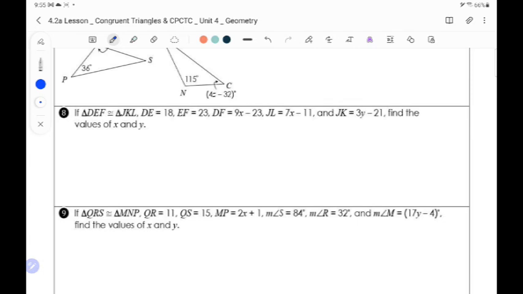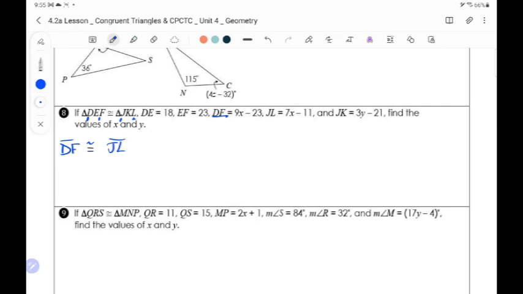We've got triangle DEF is congruent to triangle JKL, and then they gave us different sides, 18, 23, 9x minus 23. Oh, they gave us all the sides. Find the values of x and y. So here's the deal. You can draw the picture if you want to, but you don't have to, because look what we have. For x, we've got DF. DF is the first and last letter. And we know from the names that DF is congruent to JL because that's the first and last letter.